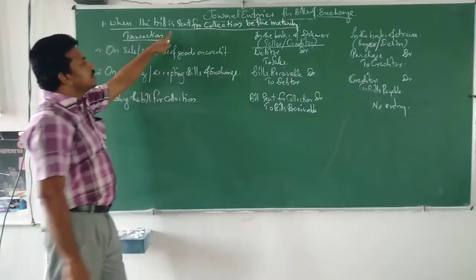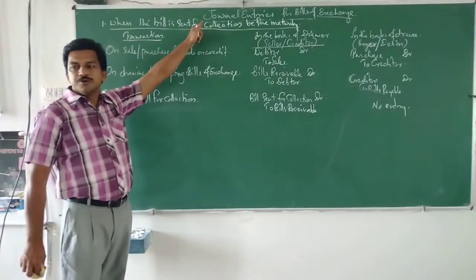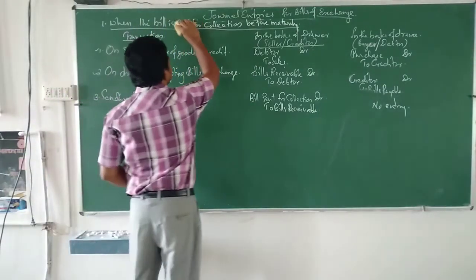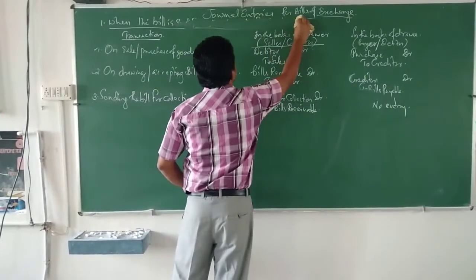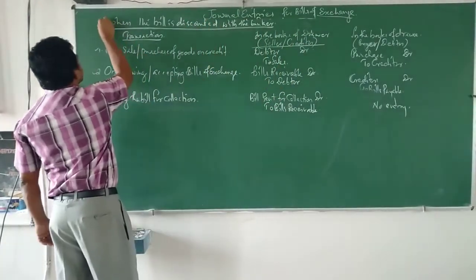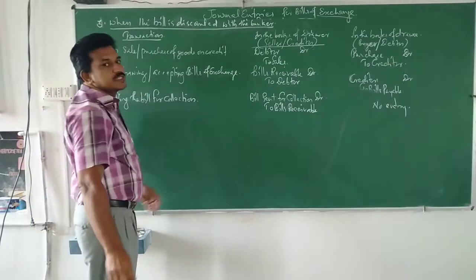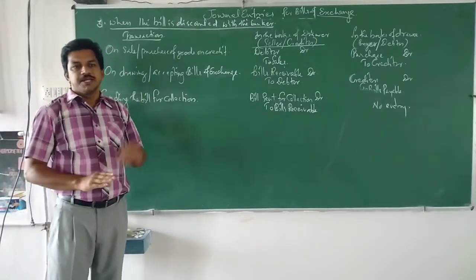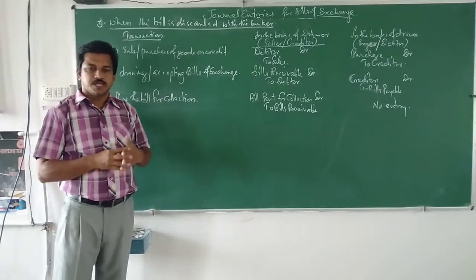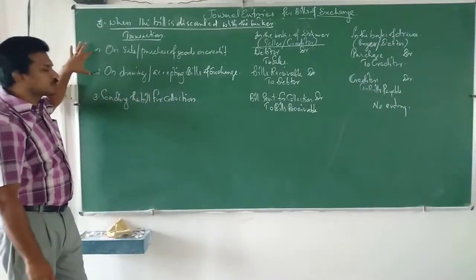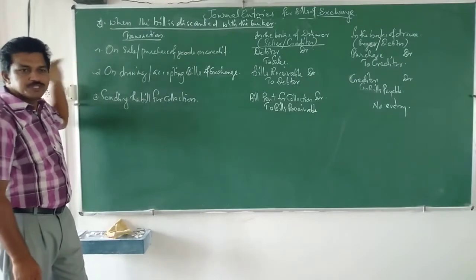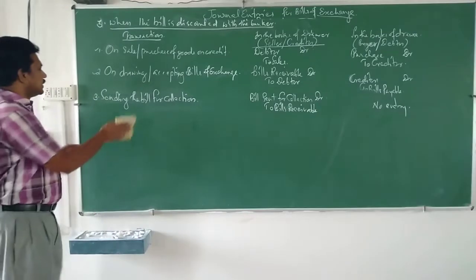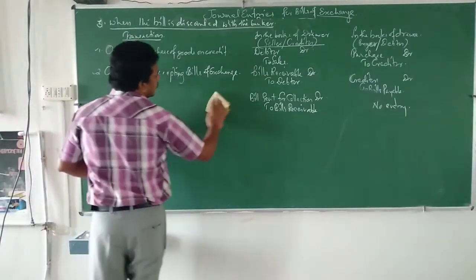Here the bill was sent for collection. Now the bill is discounted with the bank. So the third case, when the bill is discounted with the banker. Banker means bank. He discounts the bill with the bank. In that case also the first journal entry has no change. The same journal entry will be written. Change will be there in the third journal entry only. So here we will make the change.